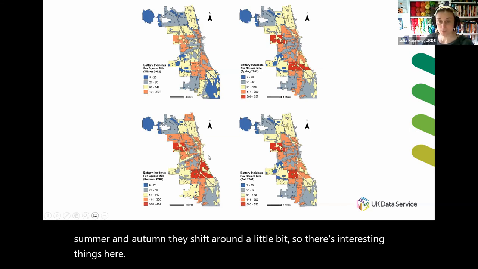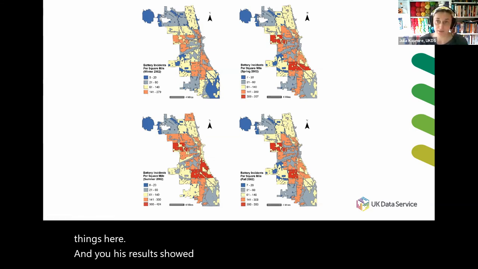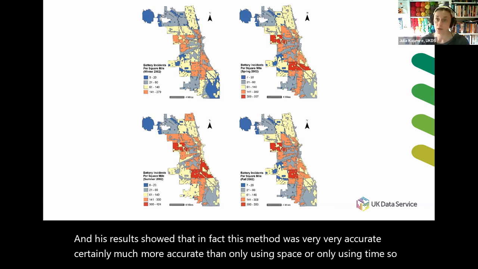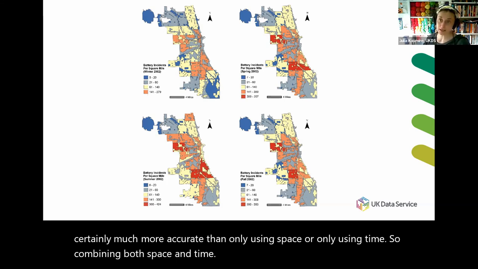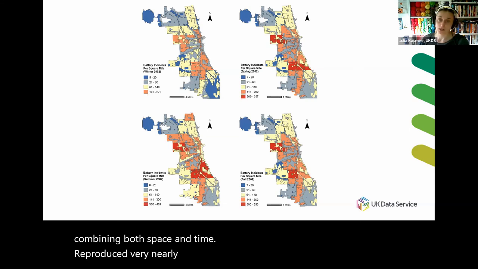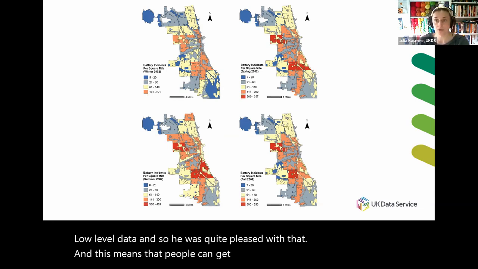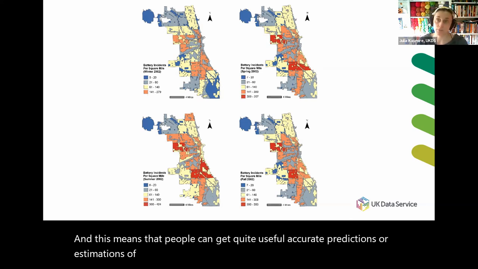And his results showed that, in fact, this method was very, very accurate, certainly much more accurate than only using space or only using time. So combining both space and time reproduced very nearly the original low-level data. And so he was quite pleased with that. And this means that people can get quite useful, accurate predictions or estimations of data without compromising the anonymity needed when things are published at very high levels.